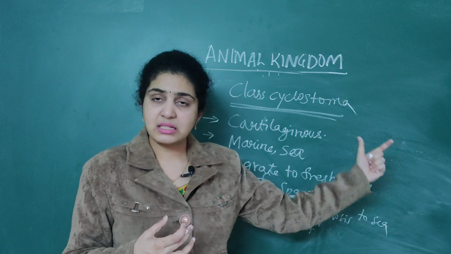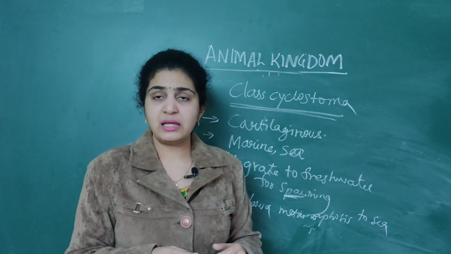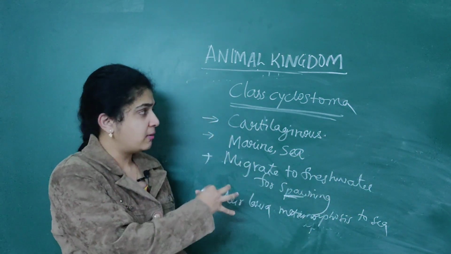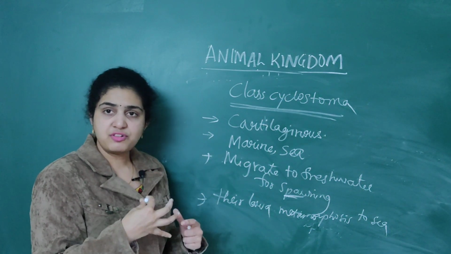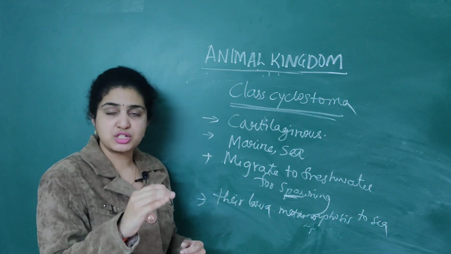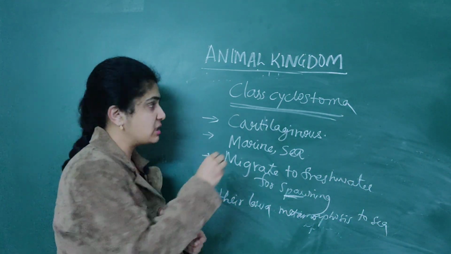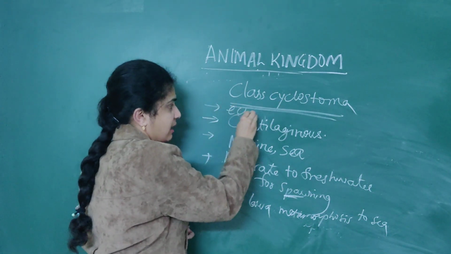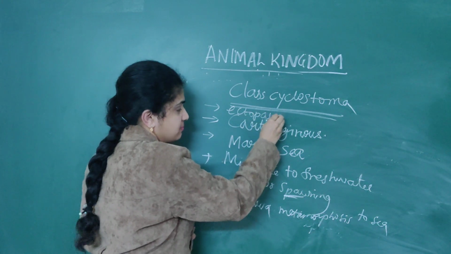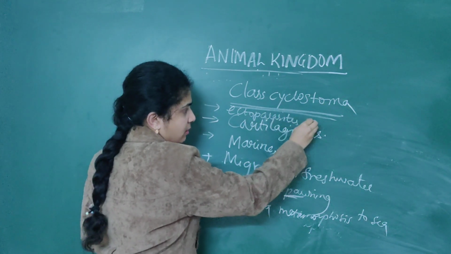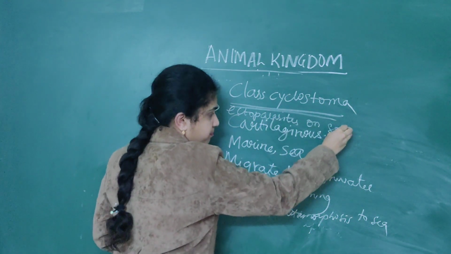They are nothing but this class Cyclostoma only. They take the thing from the fishes, that is, they live on the fishes. So they are ectoparasites on some fishes. Important NEET question that you should remember: they are ectoparasites on some fishes.